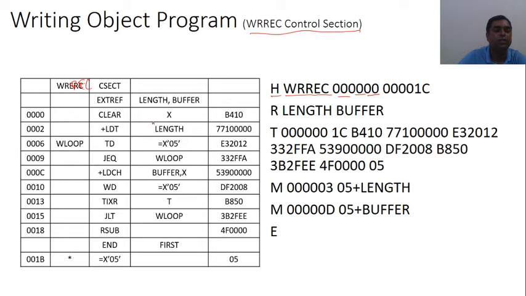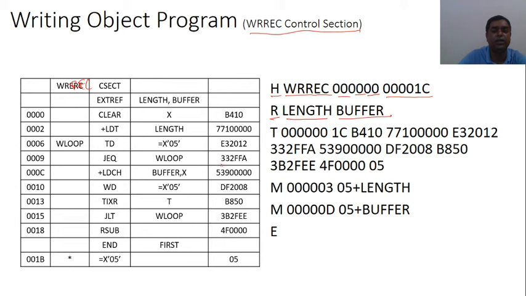000000, and then what is the size of this control section? You can see here, because this is 1 byte, the next address will be 1C minus 0. You will get the size of this control section, 001C. Now in the refer record R, the symbols are LENGTH and BUFFER. First symbol is LENGTH, next symbol is BUFFER.